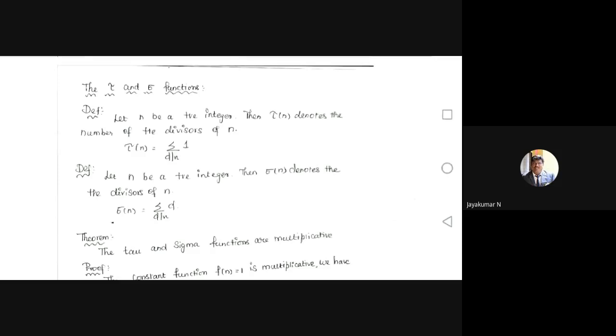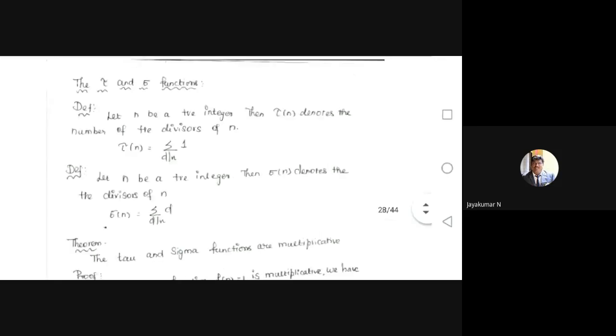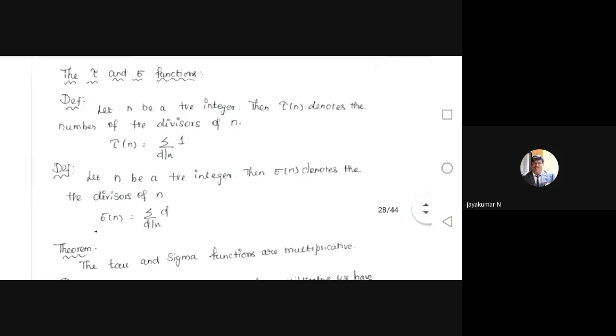For the next definition, the tau and the sigma functions. First, we'll see the definition of the tau function. Let n be a positive integer. Then tau of n denotes the number of divisors of n.